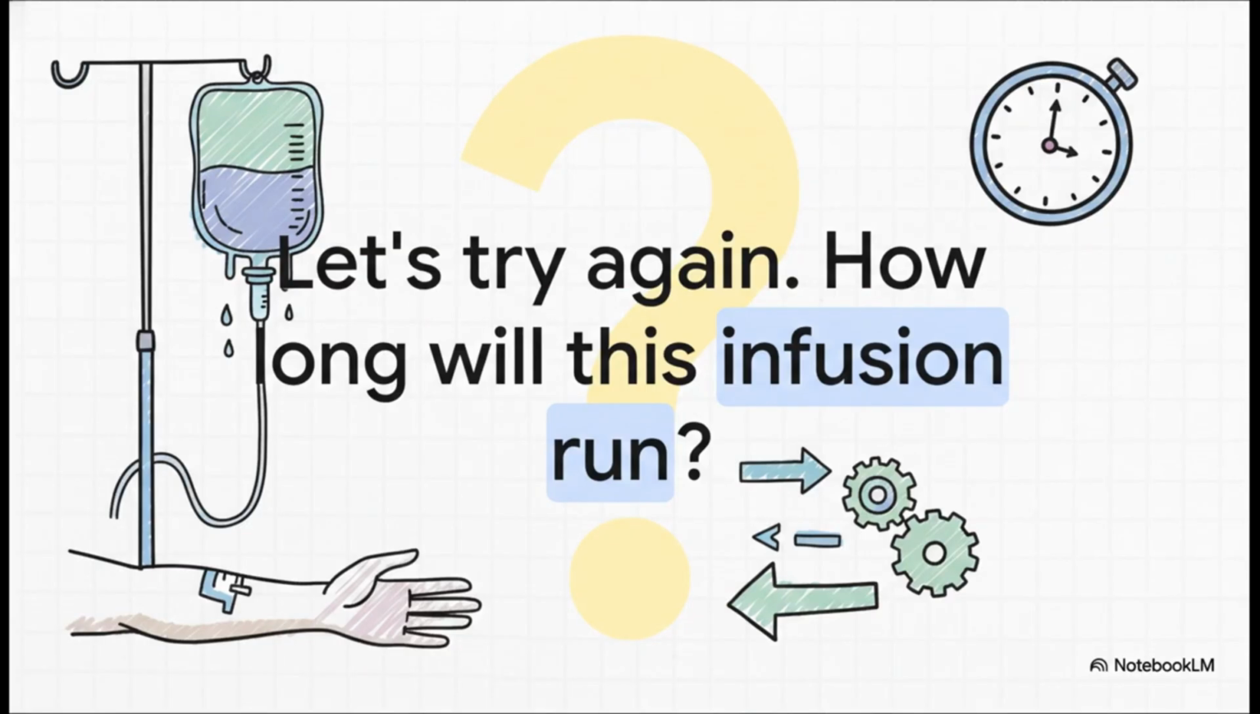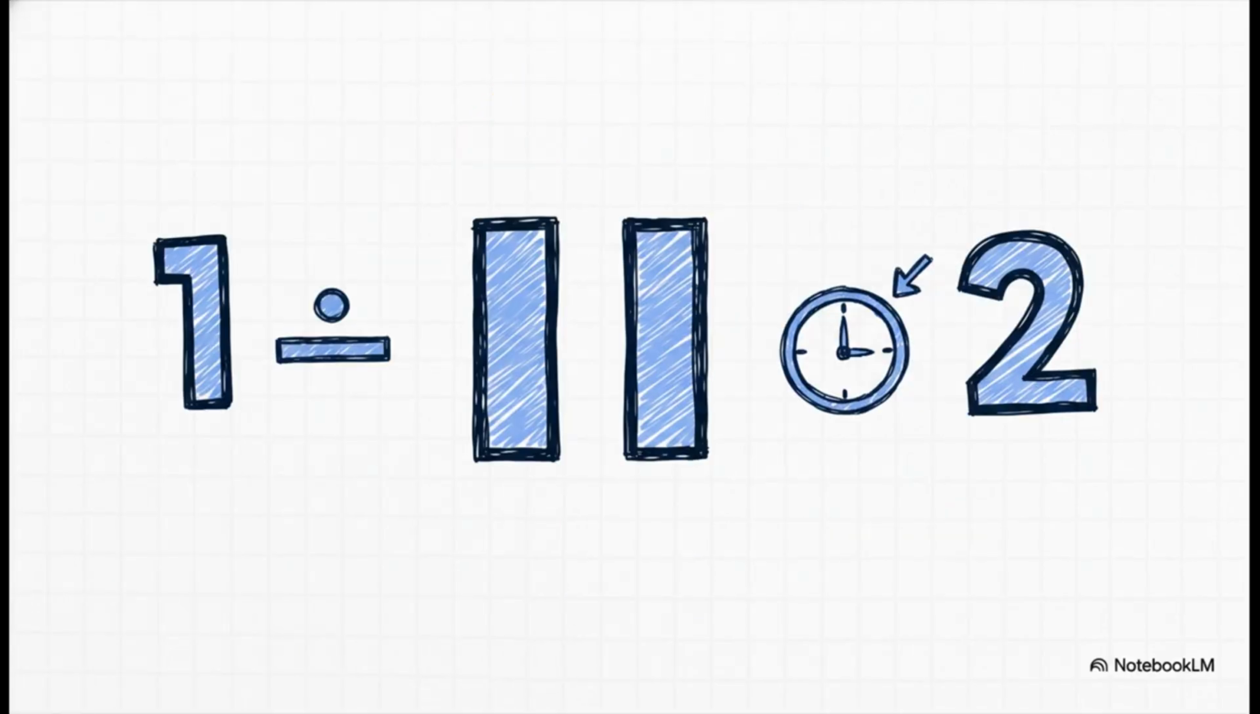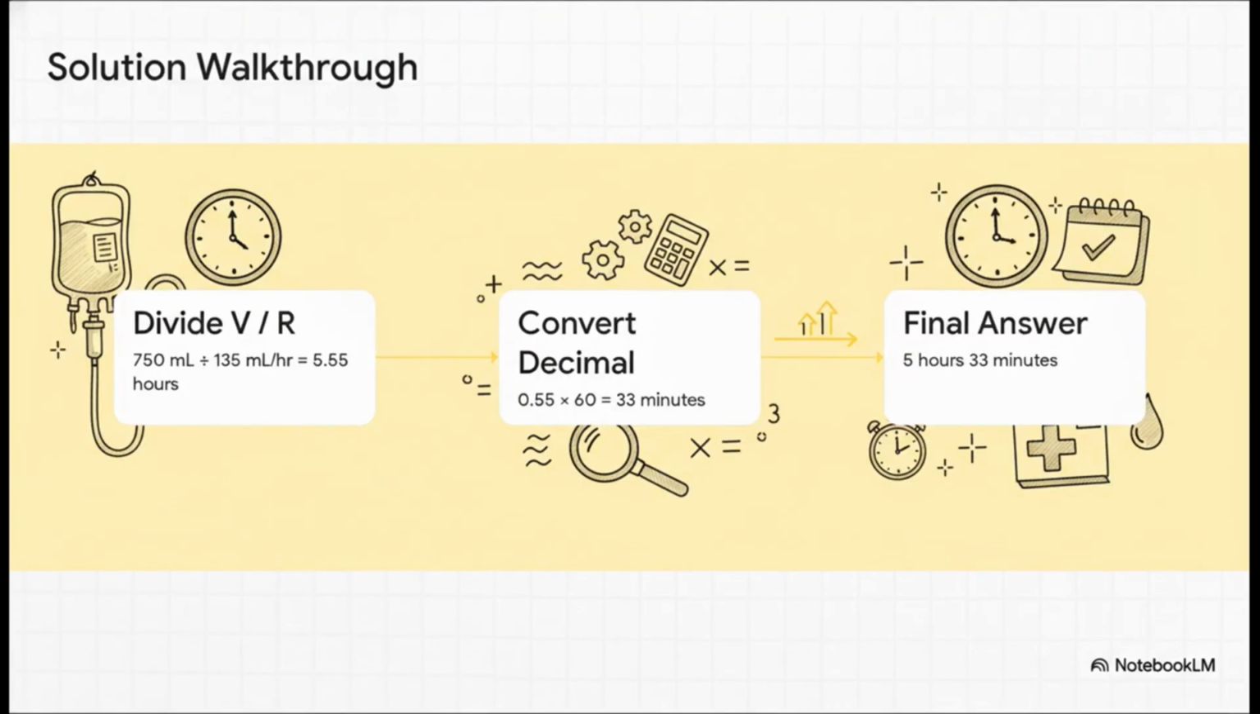All right, let's run it back. How long is it going to take for all 750 milliliters to go in at this rate? You know exactly what to do. Go ahead and hit pause right here. Use that exact same two-step process. You divide and then you convert that decimal. Give it a shot.